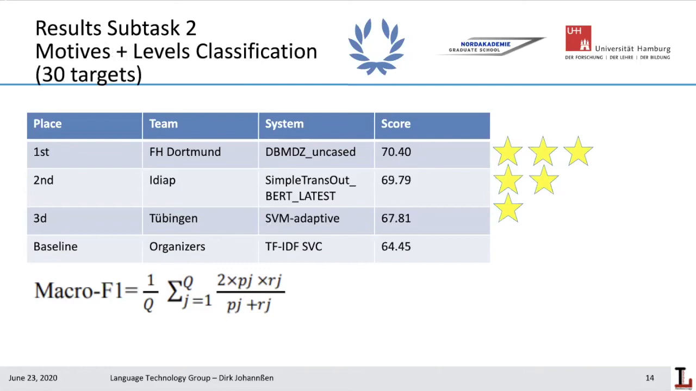Following the other 2 goals, the last one, with as many as 30 target classes in the combination of levels and motives, came with a baseline of roughly 64%. Team Tübingen surpassed that with their SVM adaptive and a score of 68. IDIAB placed second with a score of 70, and the team from the FH Dortmund reached roughly 17.5 on the 30 target classes. Thus, classification of the motives and levels not only is possible, but reaches human-like performance, even with a novel so-called freedom motive, which has not been researched yet.